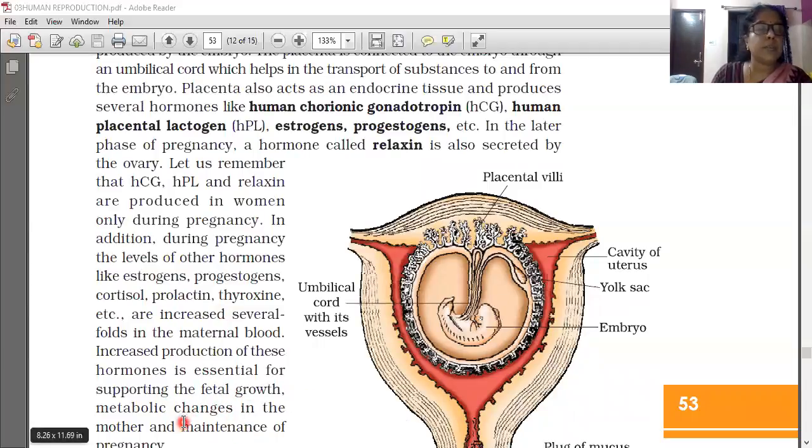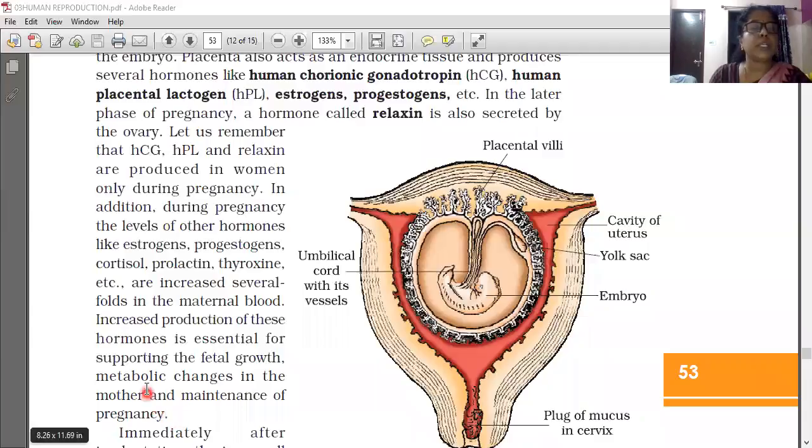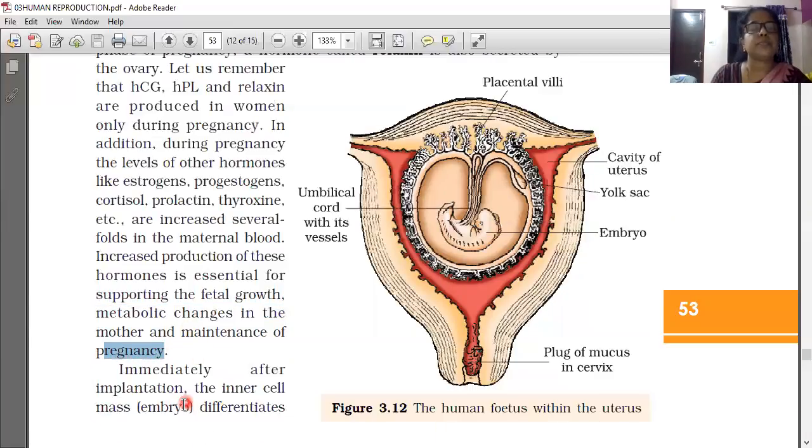Metabolic changes in the mother and maintenance of the pregnancy. What is the purpose of this hormone? This hormone is essential for supporting fetal growth. It has three functions: supporting fetal growth, metabolic changes in the mother, and maintenance of pregnancy.